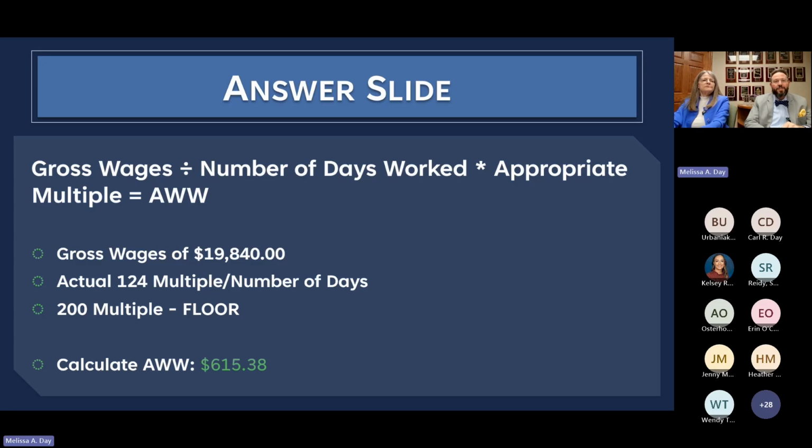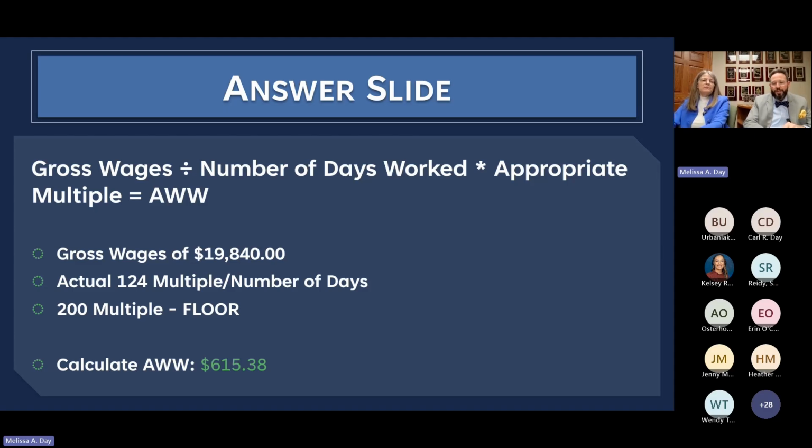There we go. 19,840 gross earned using a 124 multiple, or 124 days using a 200 multiple floor. The average weekly wage is $615.38 a year. Going back to James's point to take a look at what Gen Y actually earned each week that she worked, and comparing it to the average weekly wage of $615.38.